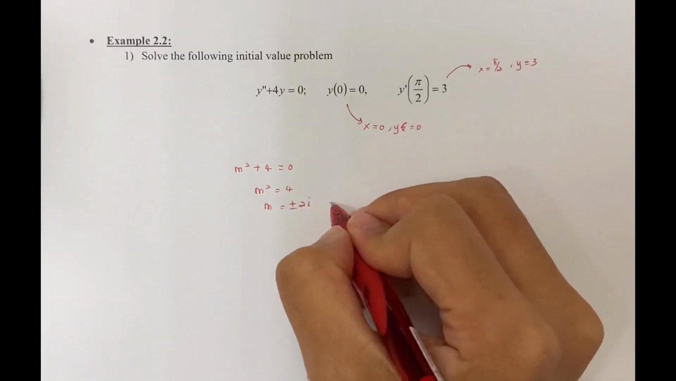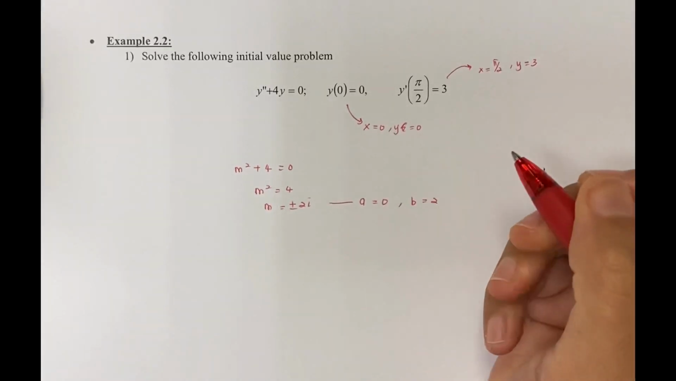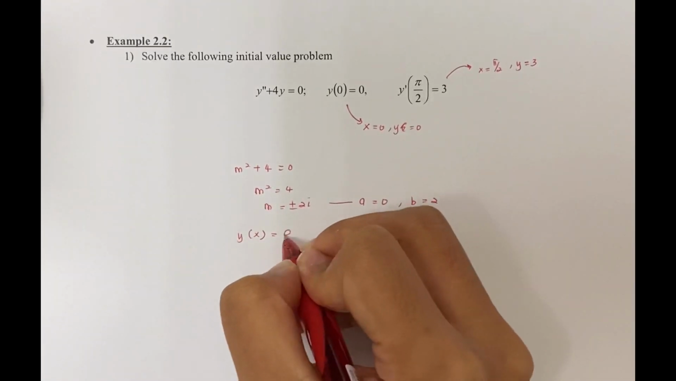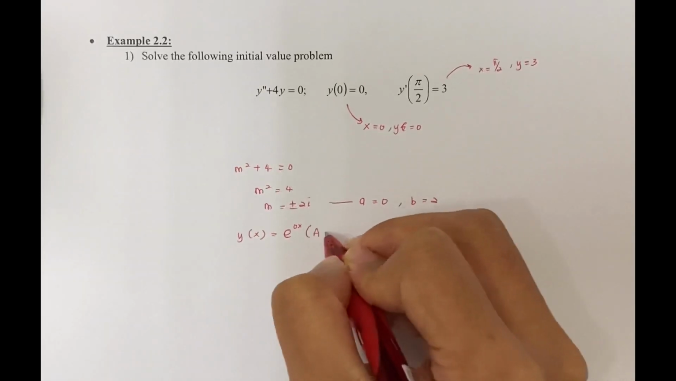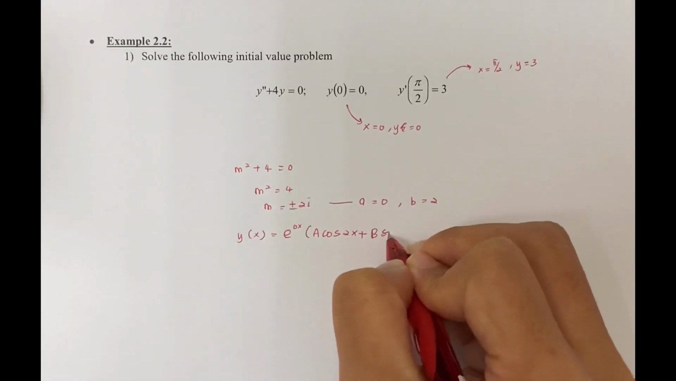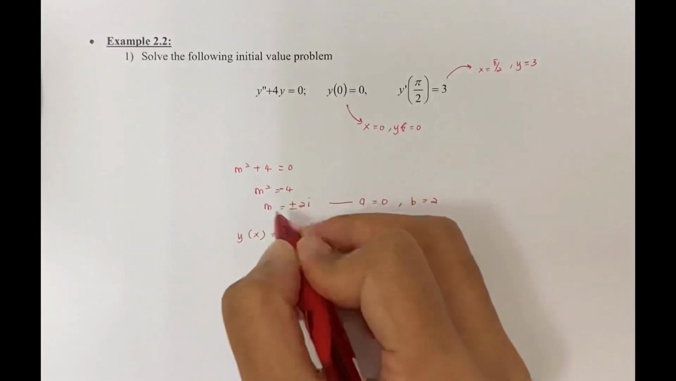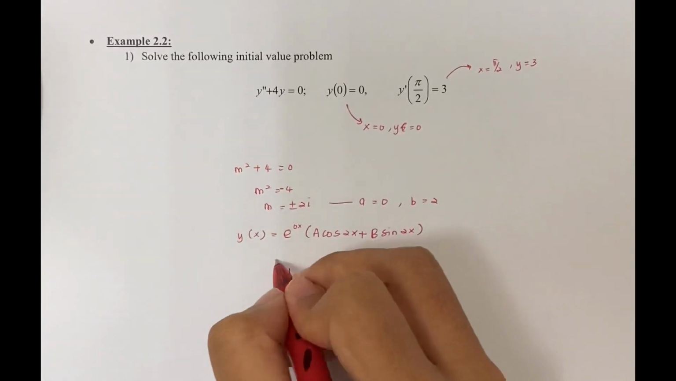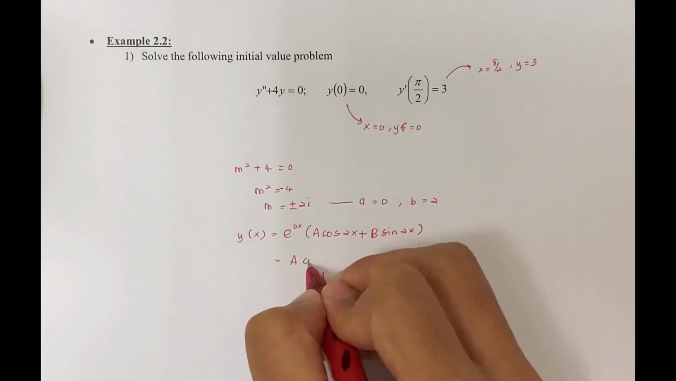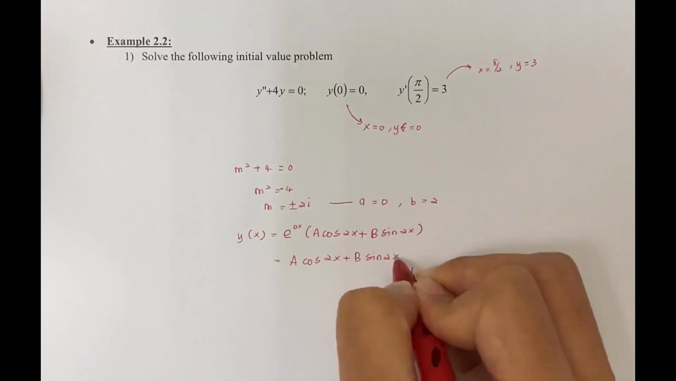So you don't have your a. A is equal to 0 and b is equal to 2. Complex conjugate. So y(x) now is equal to exponent 0x times a cos 2x plus b sin 2x. Sorry, this is minus 4. So that's why you have plus minus 2i. Okay, so this is equal to exponent 0x. Exponent 0 is equal to 1. So you are just left with a cos 2x plus b sin 2x.